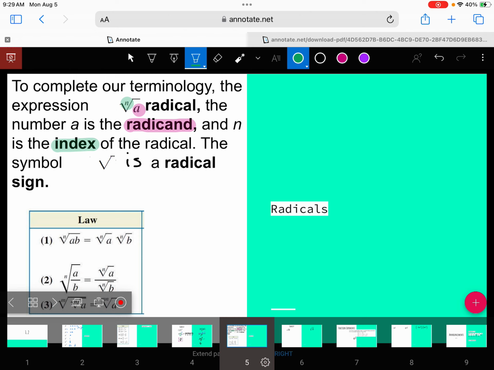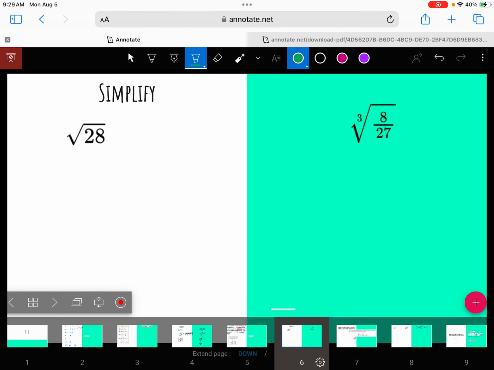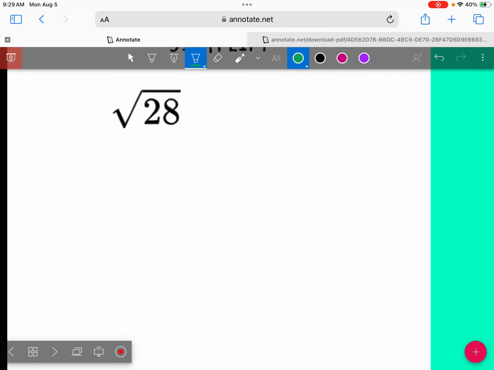Are we ready? Anybody need more time? Okay. Let's try this one. So, again, we're going to need to be able to simplify these without a calculator. I'm not meaning put it into decimal form, just simplified radical form. So what we're going to do is break it into factors so that we can try and find a perfect square within that number.